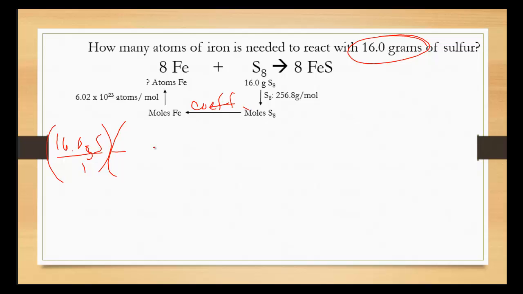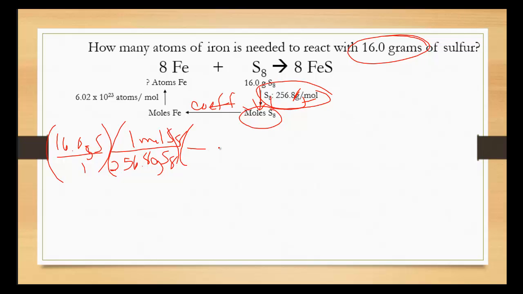Where we're going from is sulfur. So we're going from here to here. So grams of sulfur will be on the bottom. Moles of sulfur, where we're going to, will be on the top. So look at our conversion factor. 256.8 was off the periodic table. We calculated that. It is per mole, so per 1 mole.